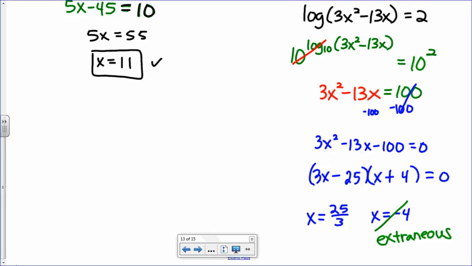Since it's log base 10, you could type that in your calculator. If you tried to check negative 4, you would get an error because you cannot take the log of a negative number. Okay. So this is some of the hardest stuff we're doing in this chapter. Okay? You should practice it.